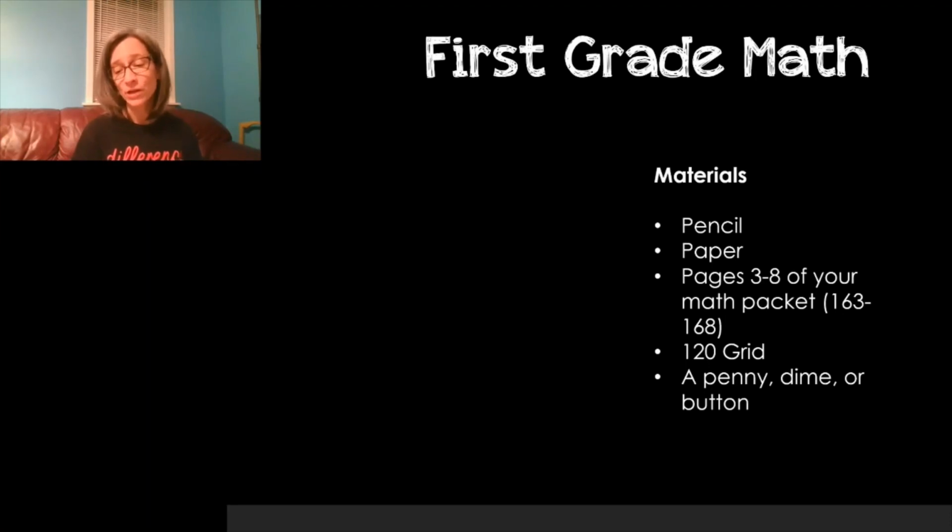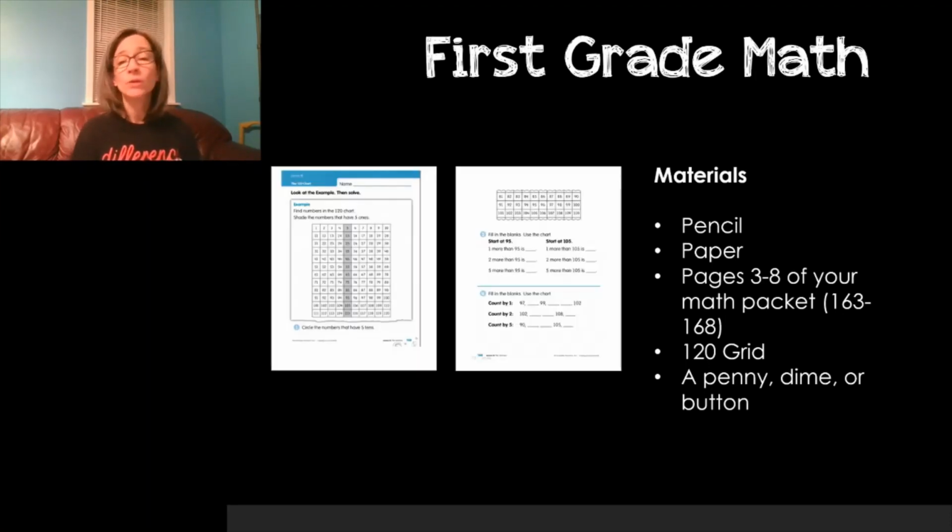If you have your Shelby County Schools packet, we will be doing pages 3 through 8 today. So once you learn about numbers 1 through 20, the first page is going to say number 163 at the bottom. And then we're going to keep going through 164, 165, 166, 167. And when you get to 168, where there's a 168 on the bottom, it looks like this page.